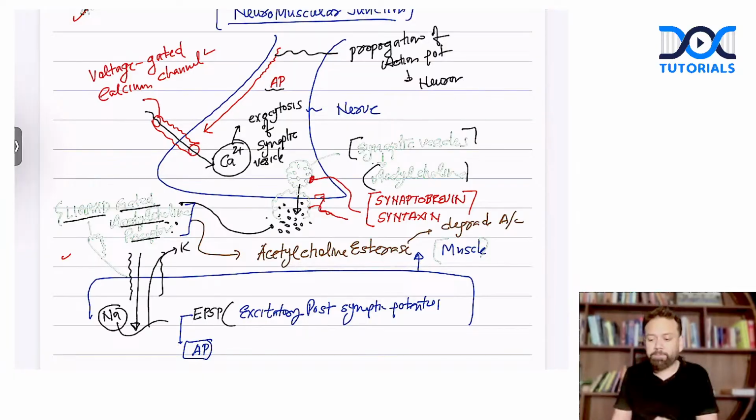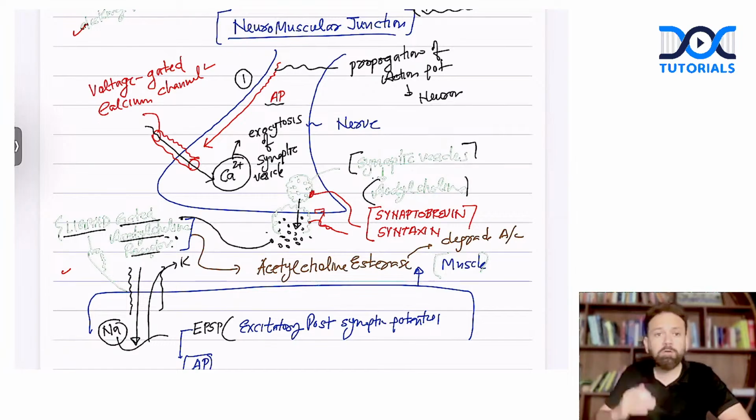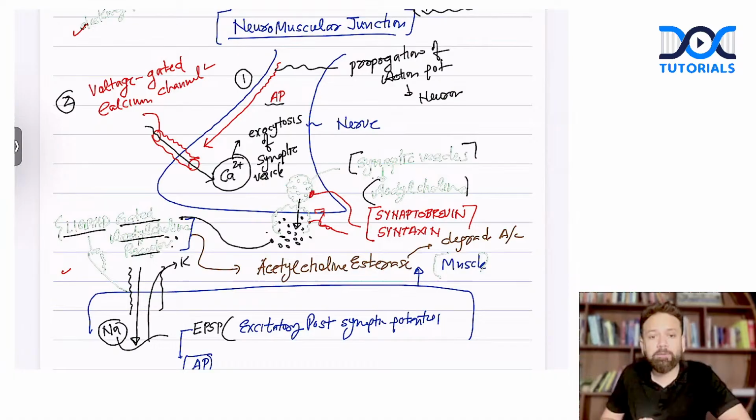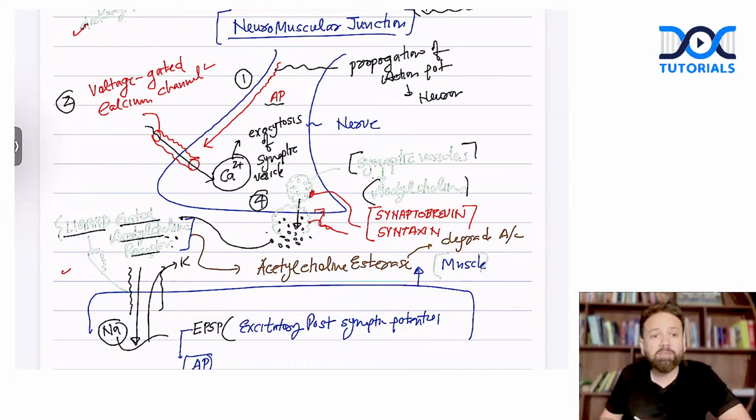So let me discuss the steps. Who is going to tell me step number one? Step number one was propagation of action potential. Sometimes they will ask you in the form of MCQs: what is the sequence of neuromuscular junction transmission? Step number one will be propagation of action potential. Step number two, opening of voltage gated calcium channel. Step number three, docking phenomenon. Step number four, exocytosis of synaptic vesicle.